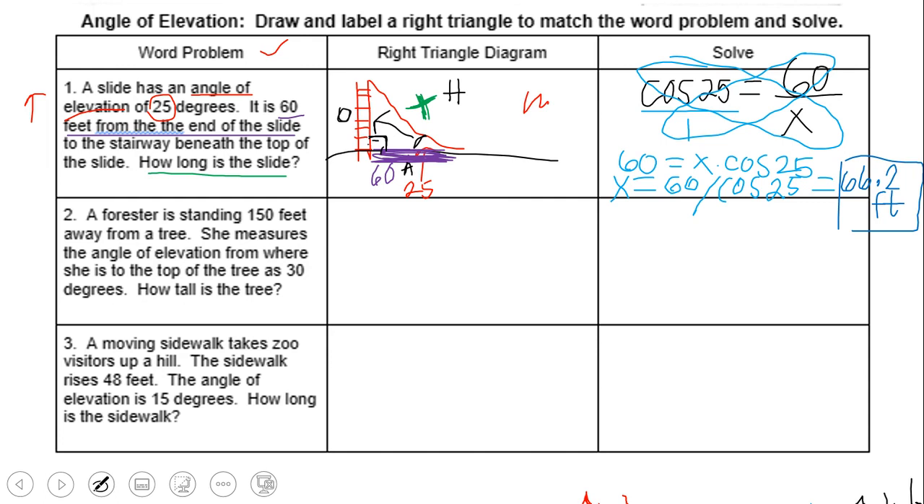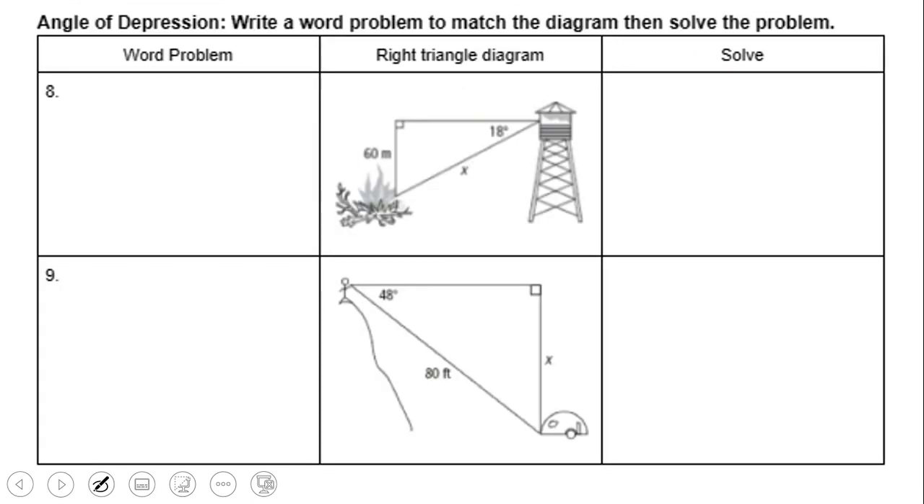So the question is, how long is the slide? The slide is 66.2 feet long. And so as you go across these problems, questions 2 through 7, they're all going to be angle of elevation. So you're going to need to draw the picture in the middle and actually show the math on the right-hand side. And you might use sine, you might use cosine, you might use tangent. Remember, just use SOHCAHTOA to help you figure out which is necessary, and you have all of the tools to be able to solve.